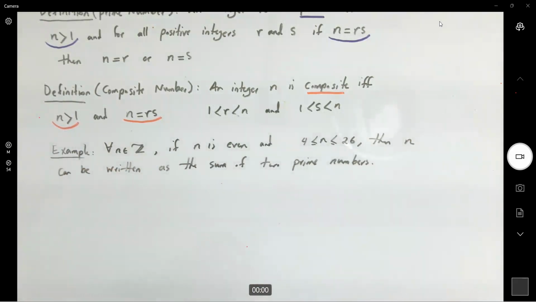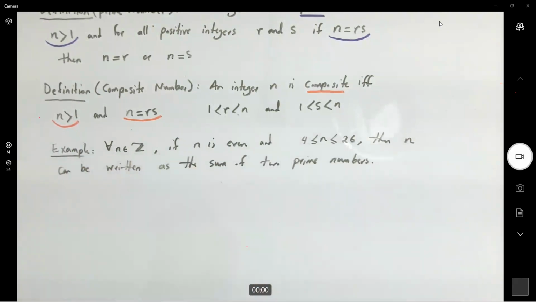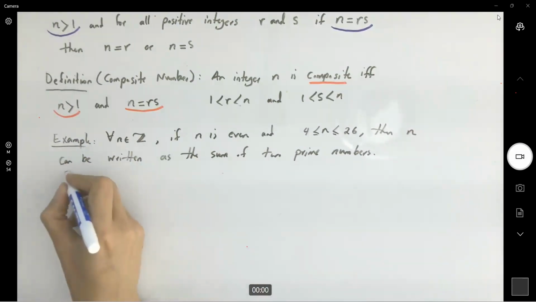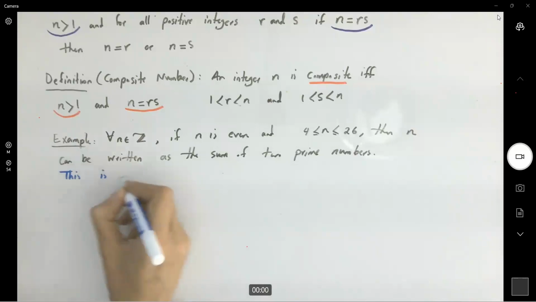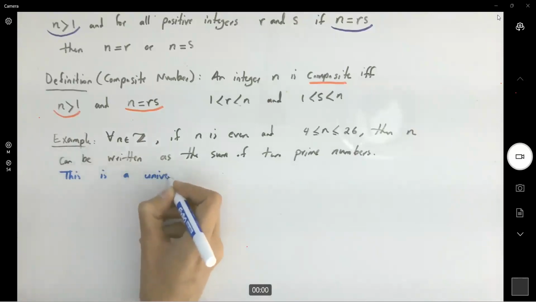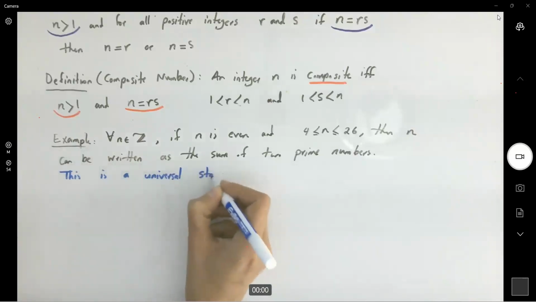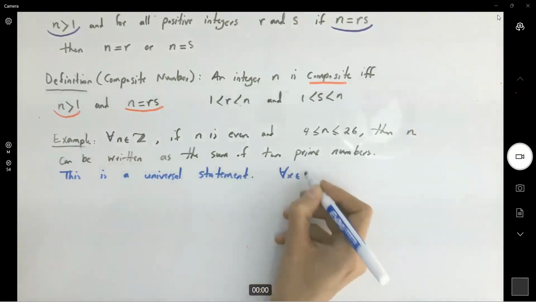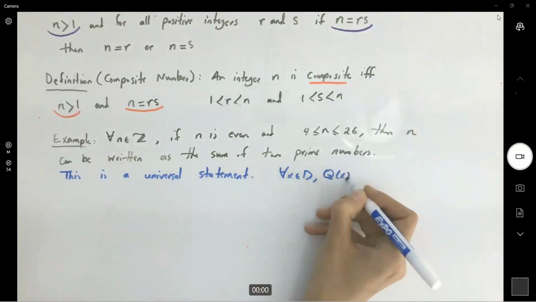Very well. So what do we have here? First of all, we have a universal statement. This is a universal statement. For any x in D, for example, Q(x).